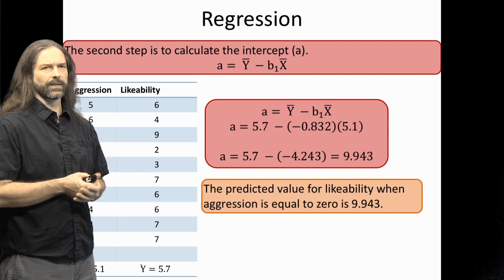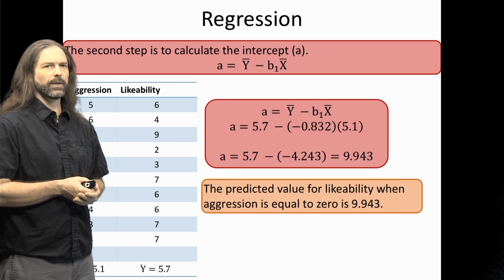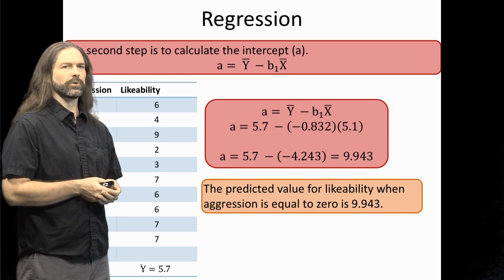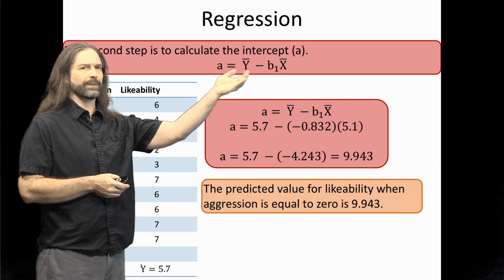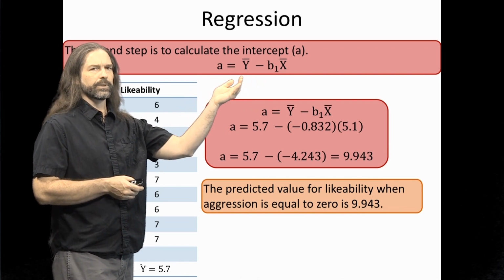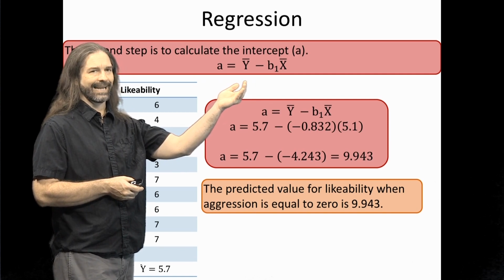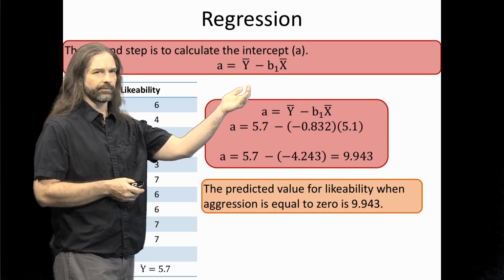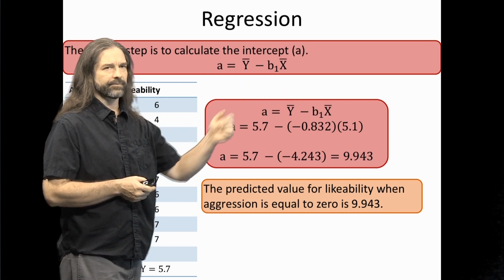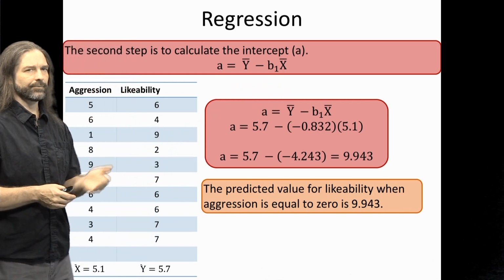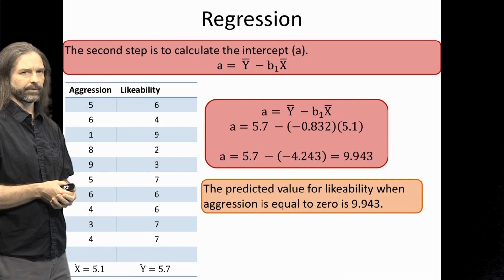So the second step is we need to get that a value. And so as we look at the a variable, the formula for that, now that we have the b variable calculated, we simply add the mean of the y variable, in this case likability, that's the average likability score for this particular set of individuals, and what's the mean of the x variable, or what's the average of the aggression score for this particular set of individuals.